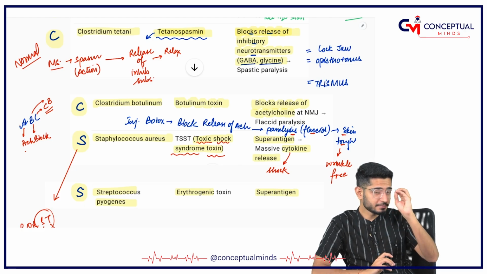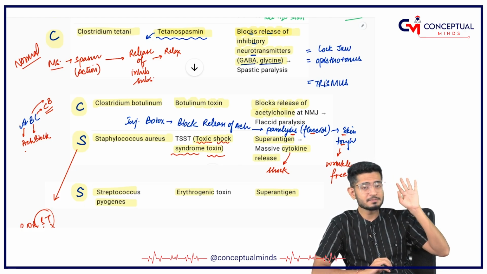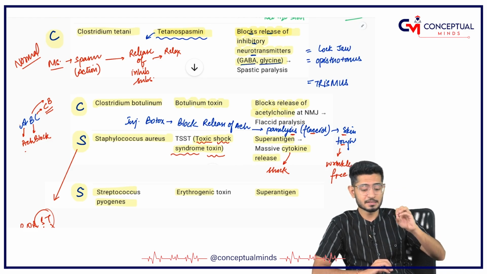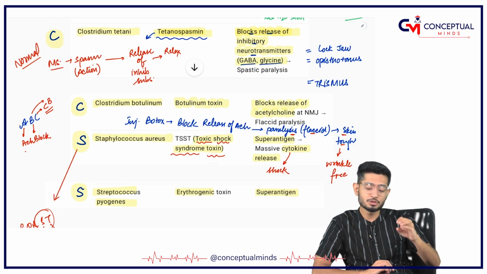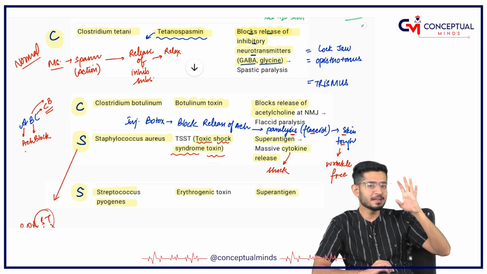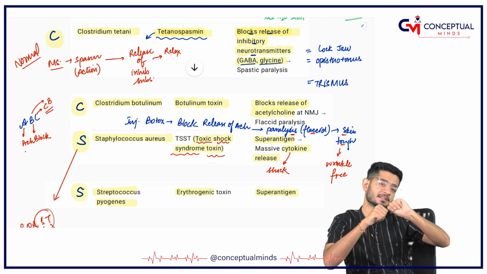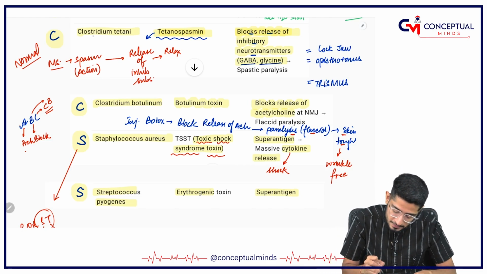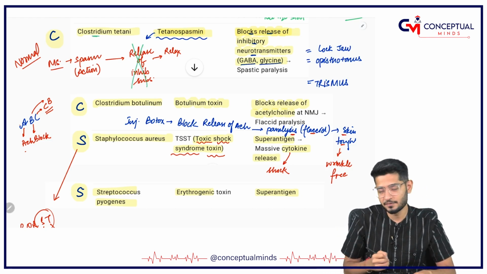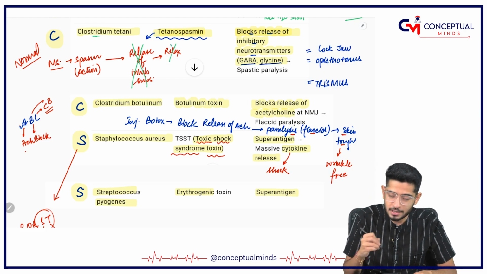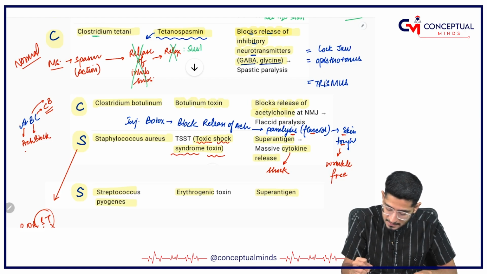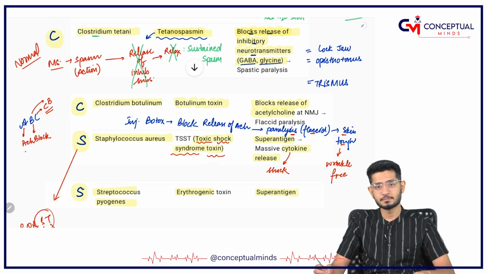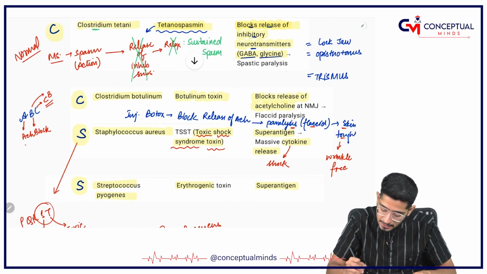But Clostridium tetani releases tetanospasmin. That is going to block the release of GABA and glycine. And that's why the muscle in spasm remains in spasm for a longer period of time. So Clostridium tetani is going to inhibit the release of these inhibitory substances and there will be no relaxation. There will be sustained spasm. So it blocks the release of inhibitory neurotransmitters GABA and glycine.